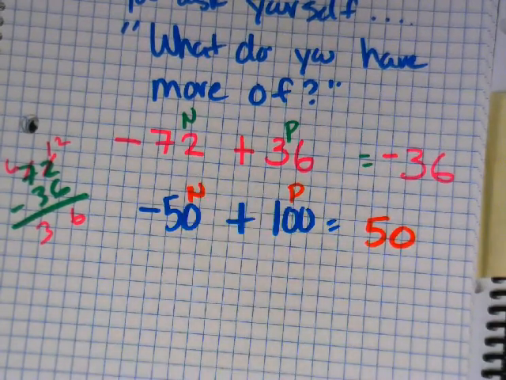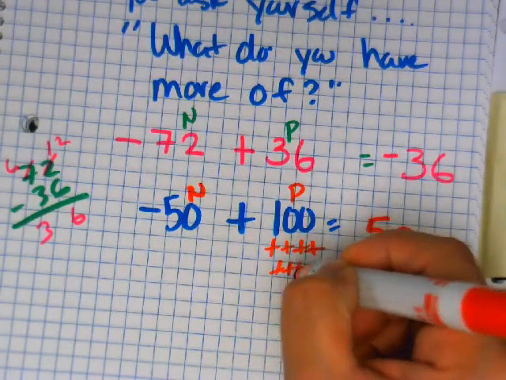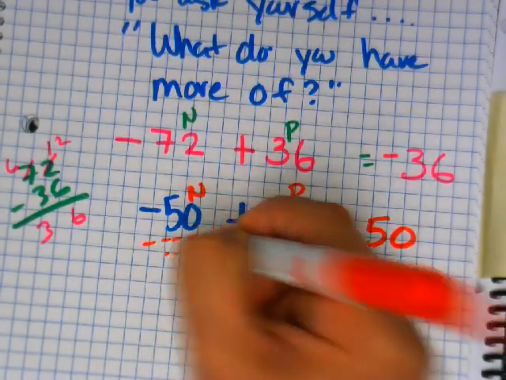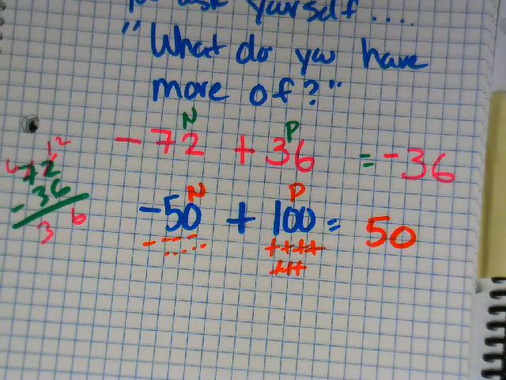It goes back to the tiles. If I were to draw 100 plus signs and then negative 50, what would you have more of once you circle everything? The positives, right?